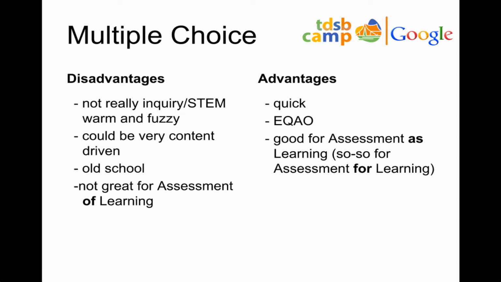Multiple choice is really the way to go for doing this kind of work with respect to being able to work with the data in the way I'm showing. But I also know that multiple choice has some disadvantages. Right now we're really into inquiry and STEM and all those things, and that warm and fuzzy kind of learning. But multiple choice doesn't really fit in there.